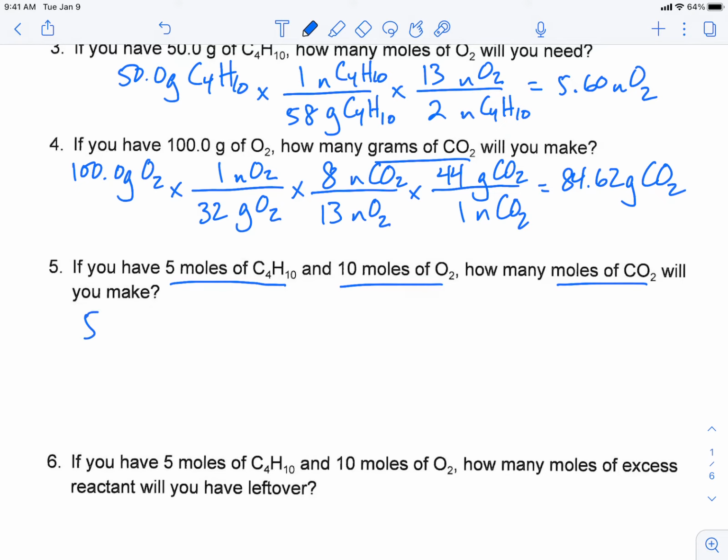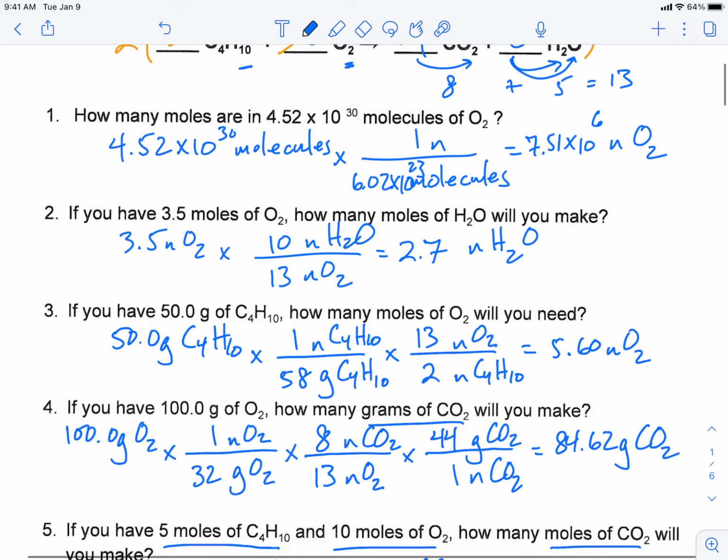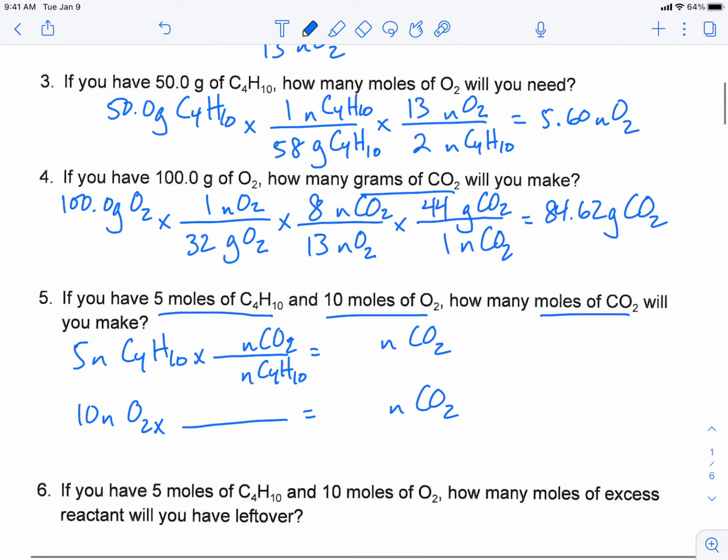So we're going to set up 2 equations. 5 moles of C4H10. We're going to convert that to moles of CO2. And then we'll do the same thing with our other reactant, 10 moles of O2. Convert that to moles of CO2. So moles of C4H10 are going to go on the bottom, moles of CO2 on the top. From our equation, the moles of CO2 were 8, and for moles of C4H10, it was 2. So this should work out to be about 20 moles of CO2.